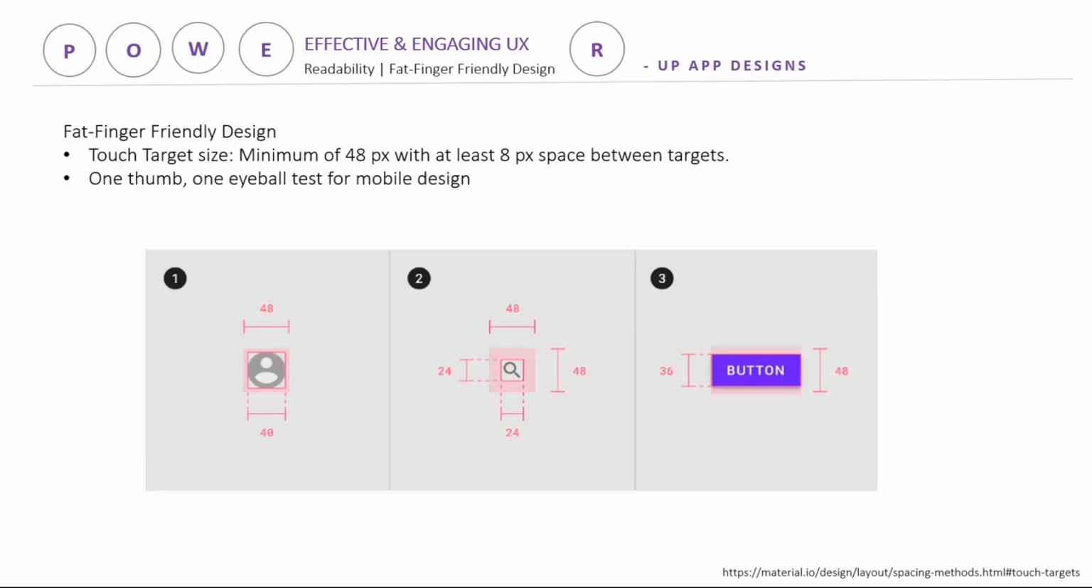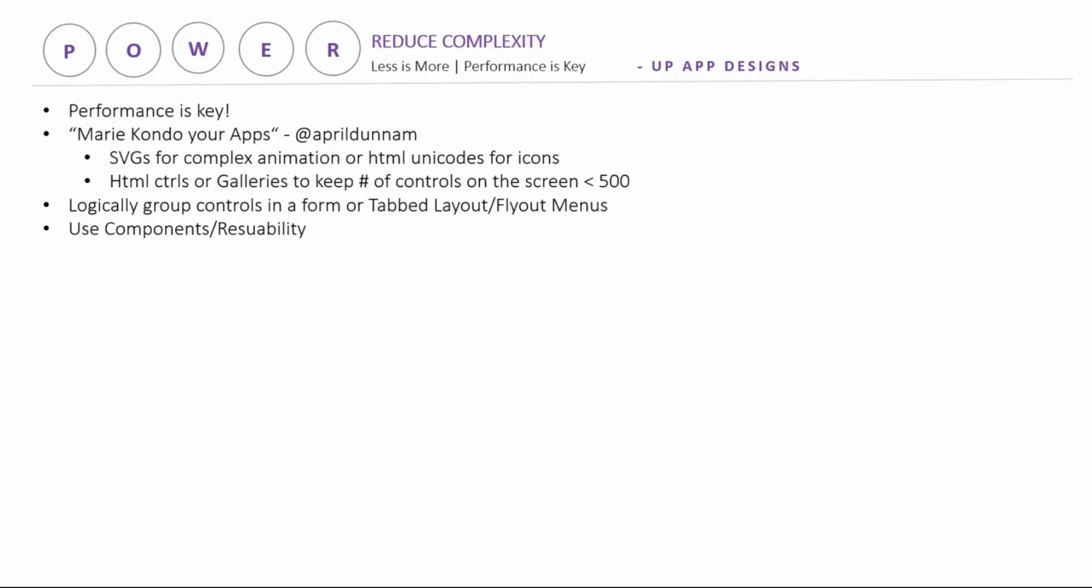One quick tip here is that you can use the one thumb, one eyeball test for mobile designs. It's just a way to find out if your mobile design allows users to easily use the app in one hand with partially distracted attention. And it's a way to test if users can perform certain actions in just one hand and under 60 seconds.